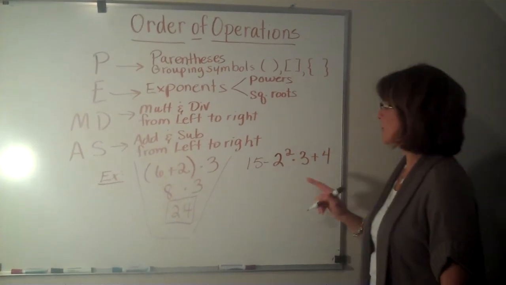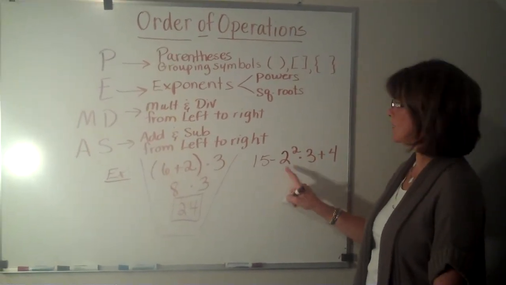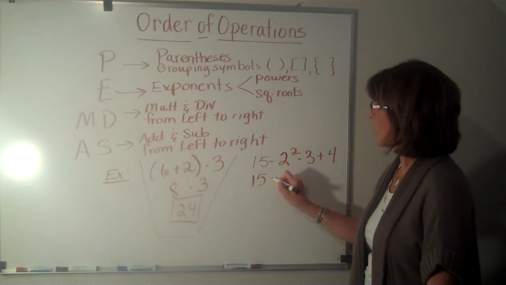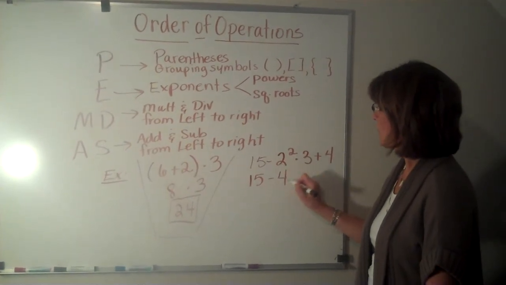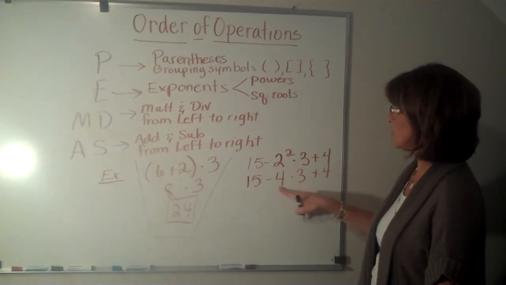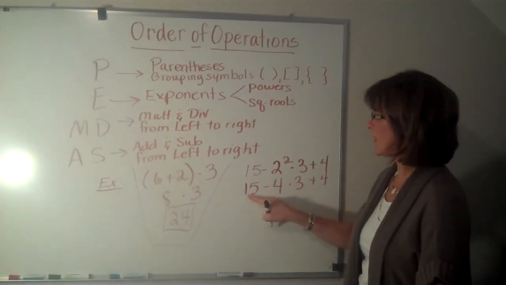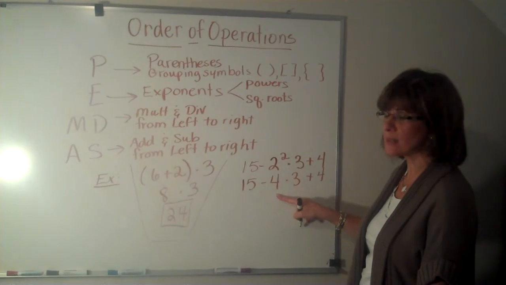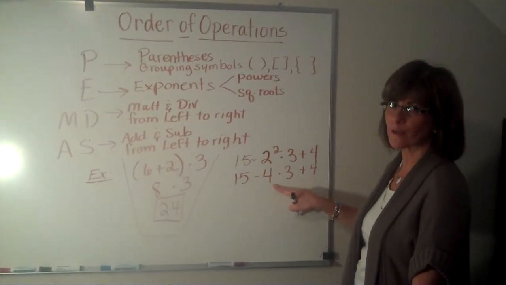So in this problem, I see a power. I need to do that first. So I rewrite 2 squared is 4 times 3 plus 4. Next I need to do multiplication. This is the most common mistake that kids make. They do 15 minus 4 first.